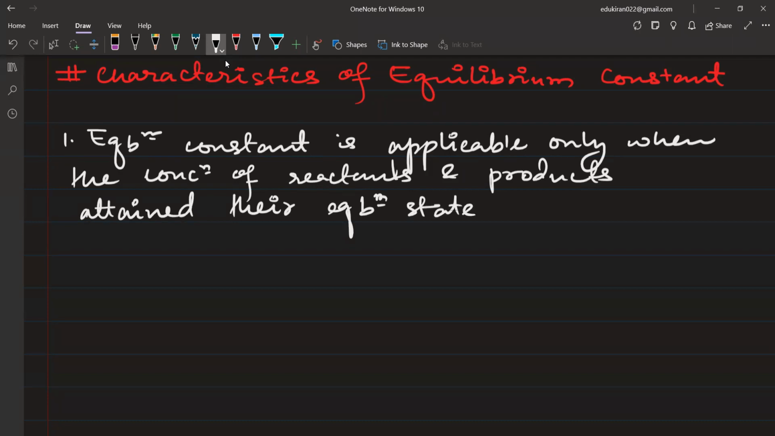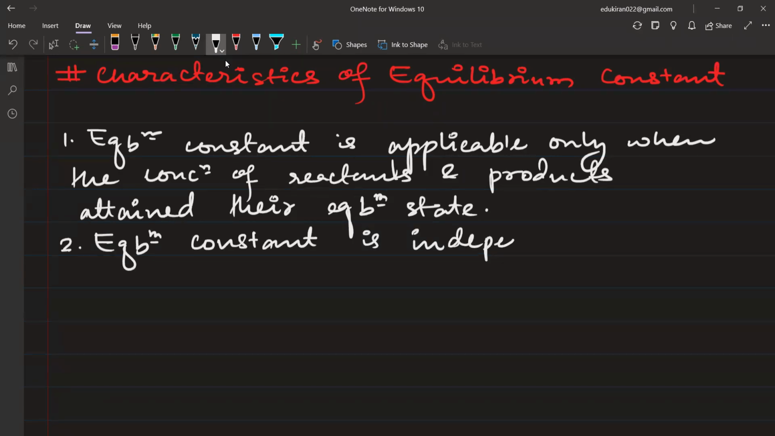Okay, so if the equilibrium state is not attained, at that time we define the reaction quotient and not the equilibrium constant. Right, next, equilibrium constant is independent of initial concentration.